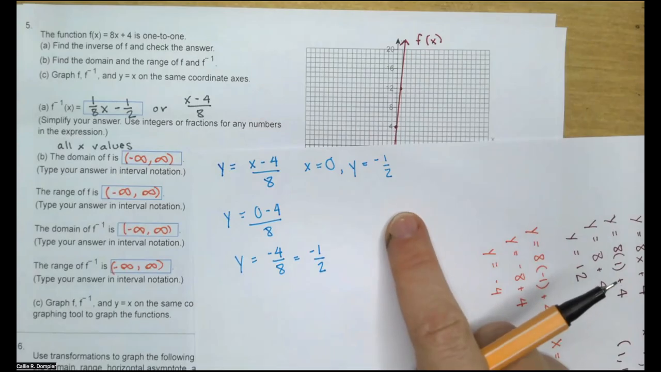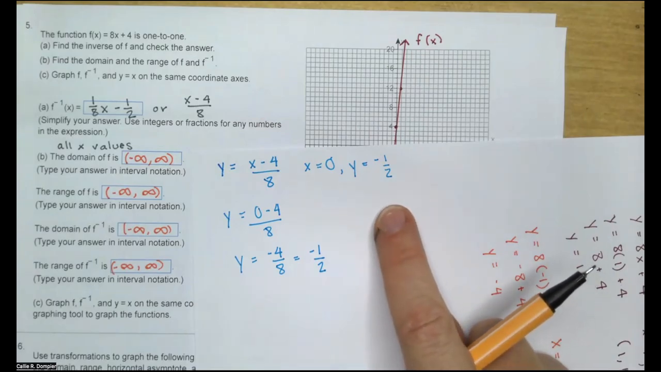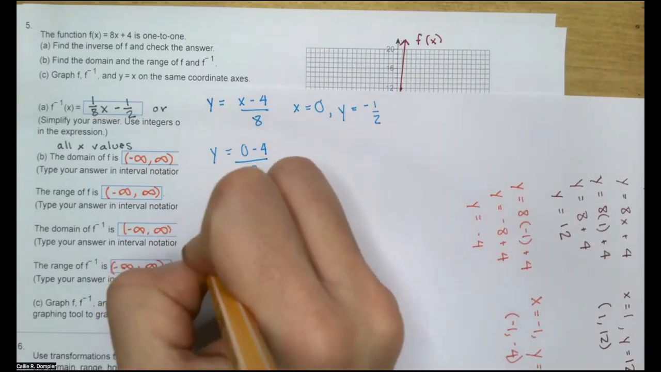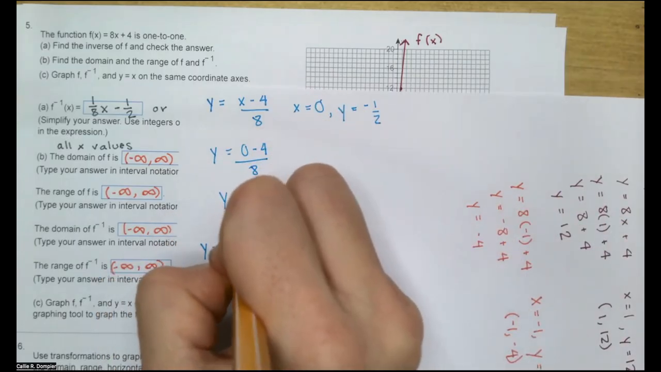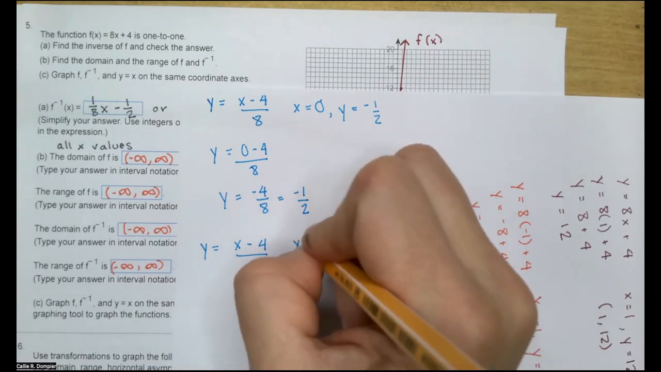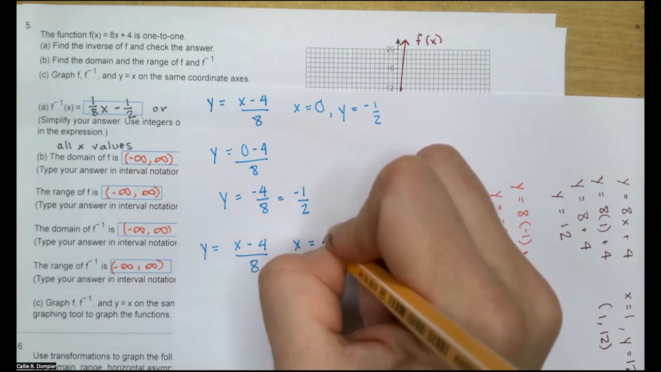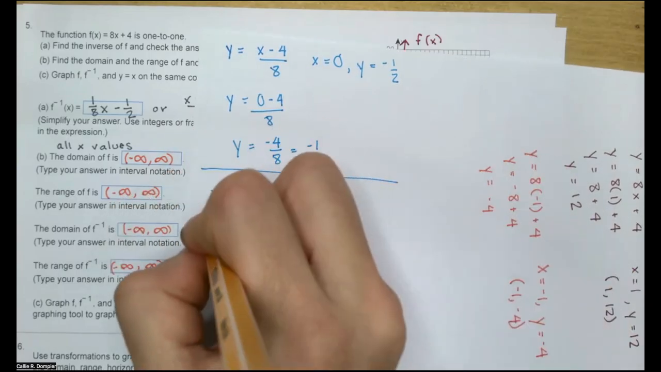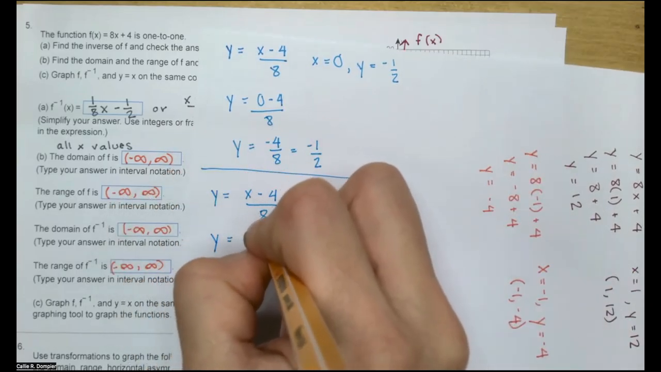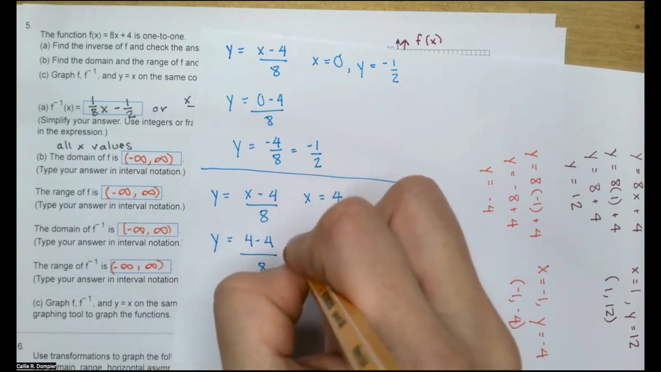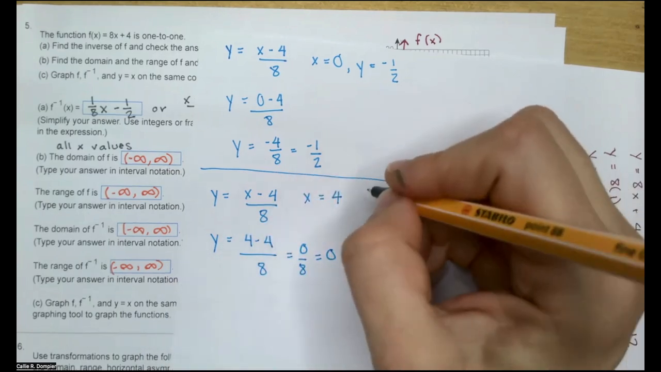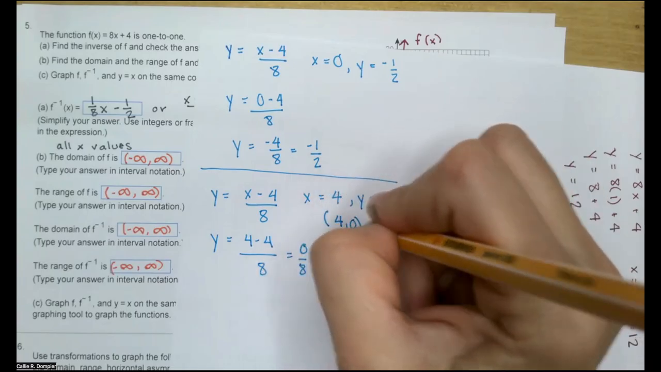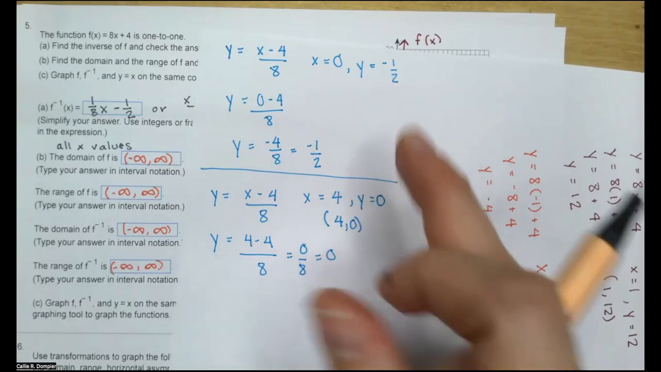That might be a little bit small to see, right? So I'll use a different point. Y equals x minus 4 over 8. We will say when x is equal to 4. What happens when x is equal to 4? Y equals 4 minus 4 over 8, which is 0 over 8, which is 0. So when x is equal to 4, y is equal to 0. So that'll be the point (4, 0). That's a little bit easier to graph than (0, -1/2).